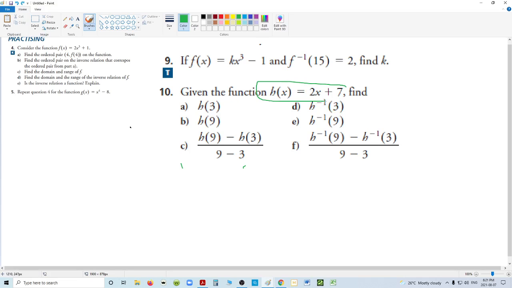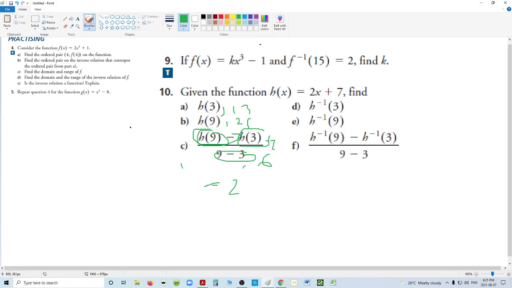Let's do it the long way. So it's asking me to find h of 3. 2 times 3 plus 7. h of 3 is 13. h of 9, 2 times 9 is 18, plus 7 is 25. So h of 9 is 25. What's 25 minus 13 divided by 6? 25 minus 13 is 12, divided by 6 is 2.